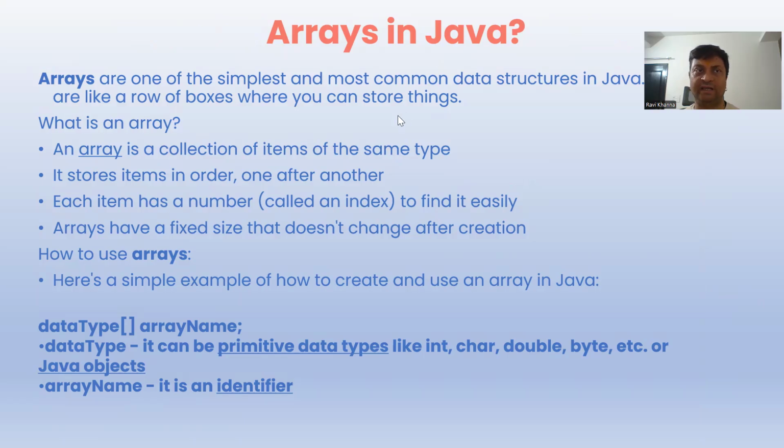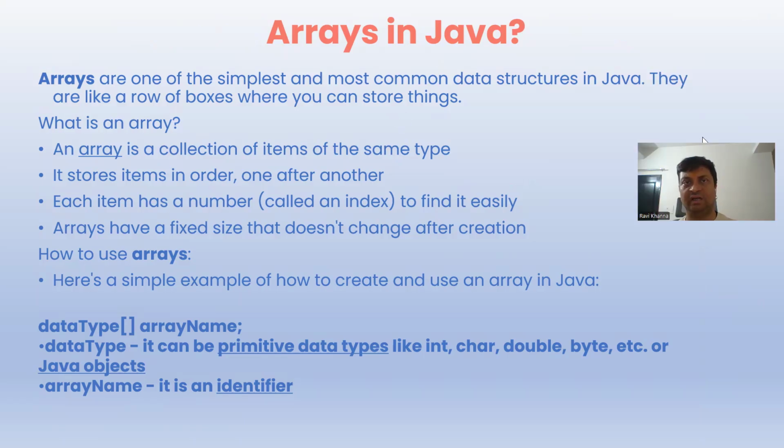Now, if we talk about arrays in Java, arrays are one of the simplest and most common data structures in Java. They are like a row of boxes where you can store things. In other words, whenever you want to store your data in a linear, sequential manner, of the same type, then arrays are the more appropriate one.